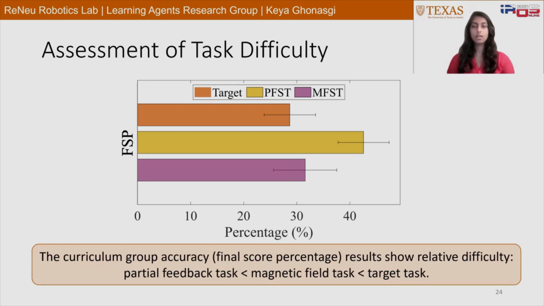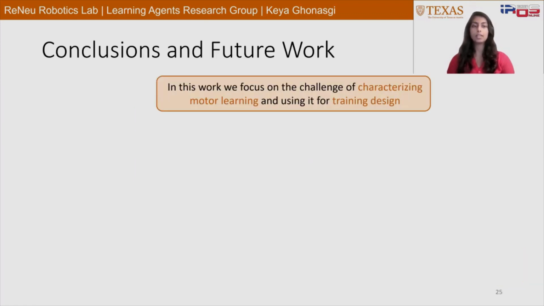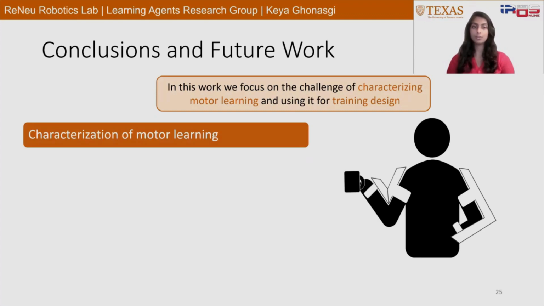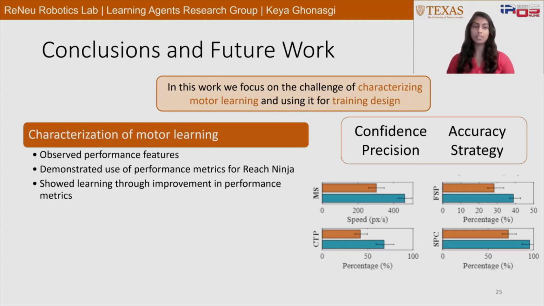Recall the goal of this project that we stated in the beginning of this presentation, to characterize motor learning and to use this characterization for training design. We demonstrated the use of performance features to characterize learning and defined specific metrics for the Reach Ninja domain. We also identified learning through changes in these performance metrics.